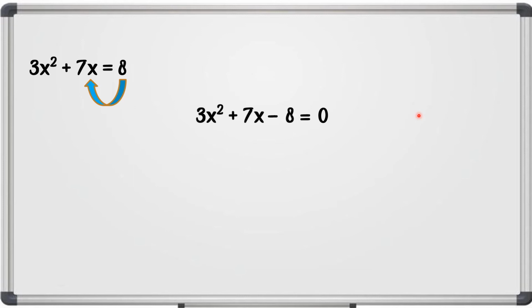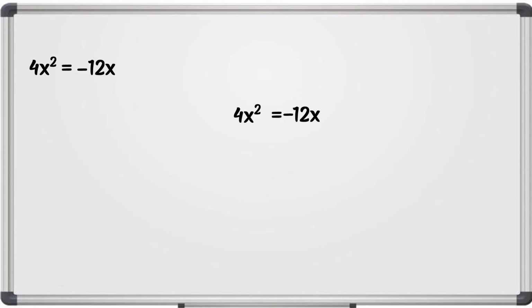After that, find the values of a, b, and c. So a is the coefficient of x squared. So a equals 3. b is the coefficient of x. So b equals 7. And c is the constant term, which is negative 8. Okay, next example is 4x squared minus 12x.